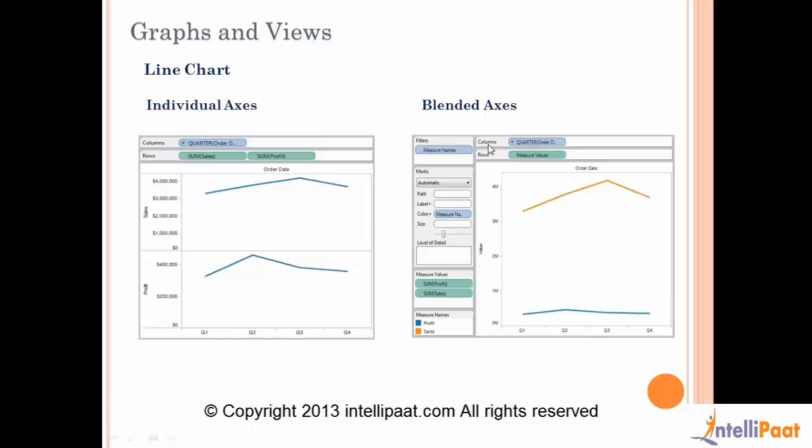Whereas if you go for a blended axis, you have a single axis and a single graph. Within a single chart, it will plot both the measures. One important thing for this is that both the measures should have the same units. Over here, sales and profit have the same unit, which is dollars. Both are dollar values, so those can be plotted together. If one is a dollar and another is a time or something else, it wouldn't really work well.